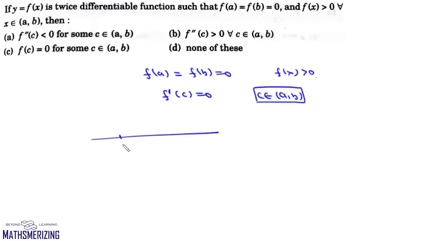Now since the value at a is 0 and the value at b is 0 and at some point c it attains a maximum value, since it starts from 0 and ends with 0, there will be at least one point in the interval (a, b) where it has a local maximum. If it has a local maximum at c, that means its second derivative must be less than 0. So f''(c) must be less than 0 for some c belonging to (a, b), which is your option A.